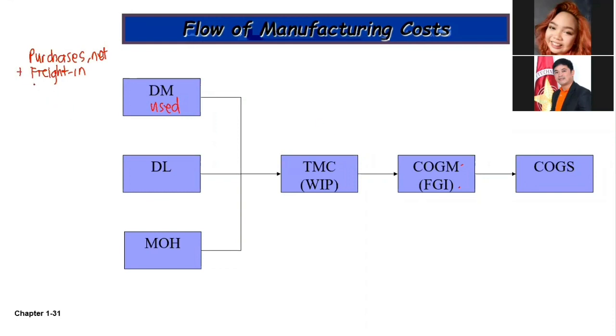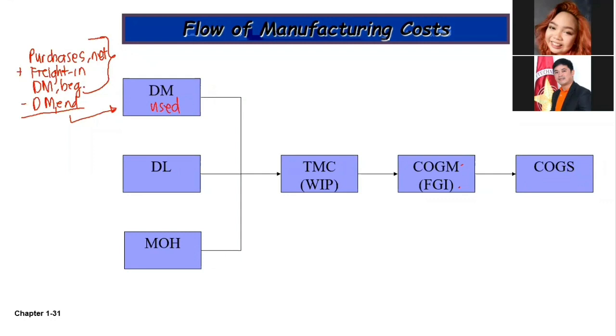Now, paano natin makukuha yung DM used? We add the DM beginning and then we deduct the DM ending. Okay? So that's the time that we can compute for the DM used. Sometimes, ang tawag natin dito, yung purchases natin plus freight in plus direct materials beginning, ano tawag natin dyan? These are your direct materials available for use. Kasi minsan sa exam yun yung tanong, direct materials available for use.